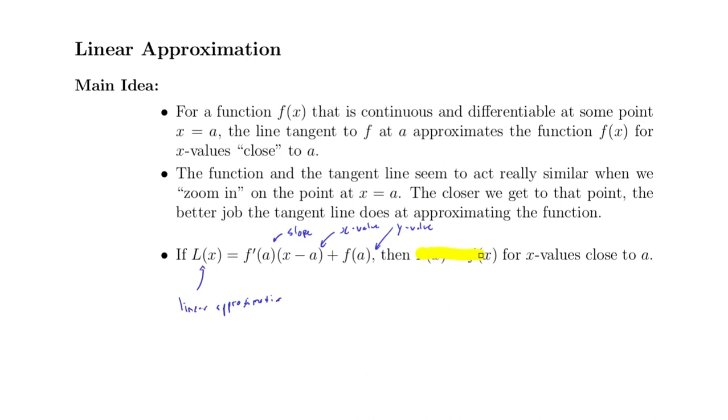These two things are approximately equal to each other. This little squiggly equals sign means approximately the same thing, like almost equal, for x values close to a. Now notice we are not formally defining what close means. So we're going to have to investigate that a little bit more too. So if we build a tangent line, it's going to do a fine job approximating y values.